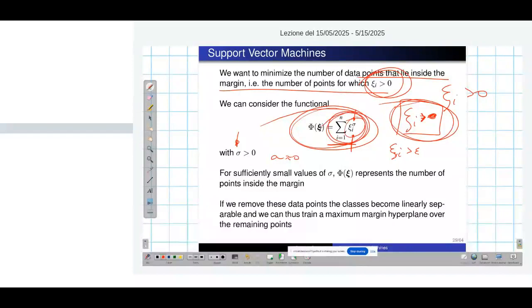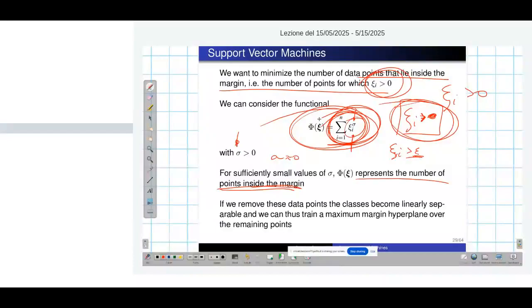If sigma is close enough to 0, then I need only a very small value of ki for ki to the power sigma to become equal to 1. So we can interpret this as an approximation of the number of points that are inside of the margin. And we can imagine that if we remove these points, then we have removed all the points that require ki to be positive. The remaining points are linearly separable.